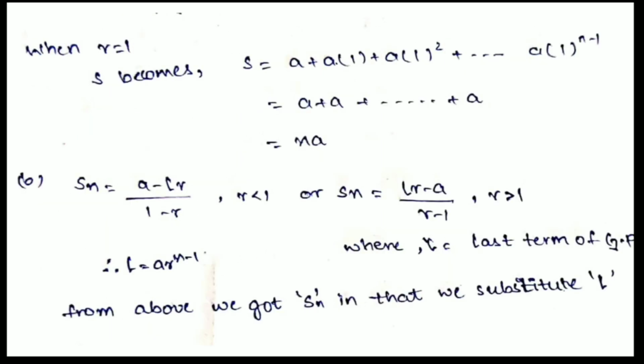For R equals 1, let's see. When R equals 1, all terms become similar, because A into 1 square, all are similar. So A repeats n times, that is NA.